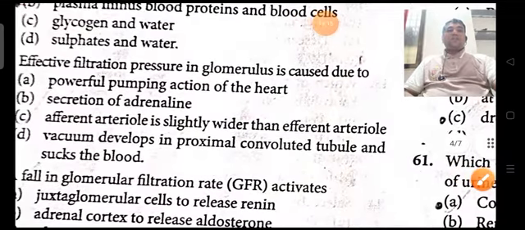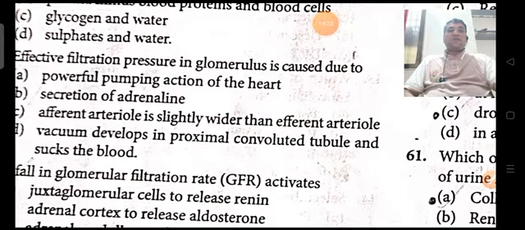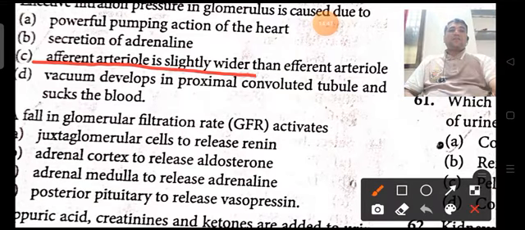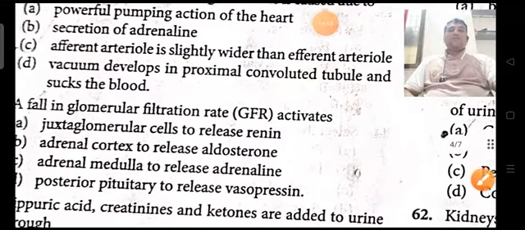Next, effective filtration pressure, EFP, in the glomerulus is caused because of what? Powerful pumping action of the heart, secretion of adrenaline, afferent arteriole is slightly wider than the efferent arteriole, or a vacuum develops in the proximal convoluted tubule and sucks the blood. So the answer for this question is that the afferent arteriole is slightly wider than the efferent arteriole.